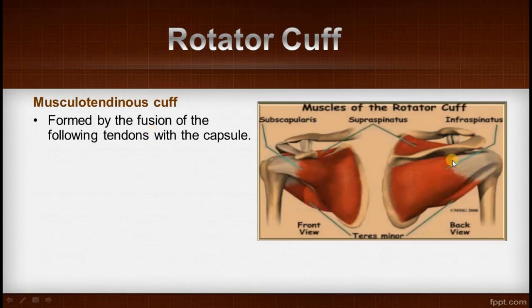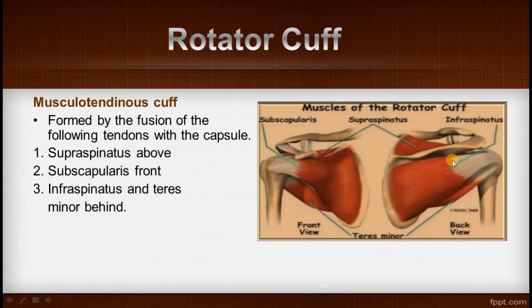Okay, and not only do these three tendons merge with each other, they also fuse with the capsule. So the muscles are supraspinatus above, infraspinatus and teres minor behind, and subscapularis in front. By now you would have clearly understood that the shoulder joint is supported from above by the coracoacromial arch, which is very strong, and in the front, above and behind by the rotator cuff muscles, but inferiorly there is no such support.